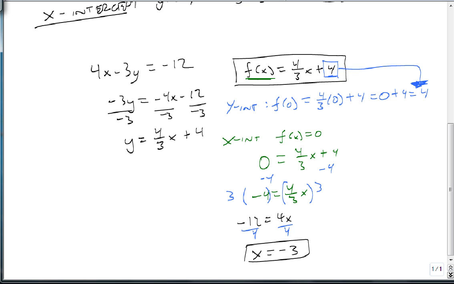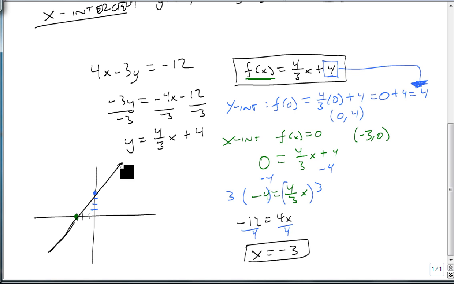So this means our y-intercept is at the point 0, 4, and our x-intercept is the point minus 3, 0, which we can then go to our graph and go back 3 and 0. There's our x-intercept. Go up 4, 0, 4, and there's our y-intercept, and we can draw the line that passes through both of those. And now we've drawn our linear function by finding intercepts.